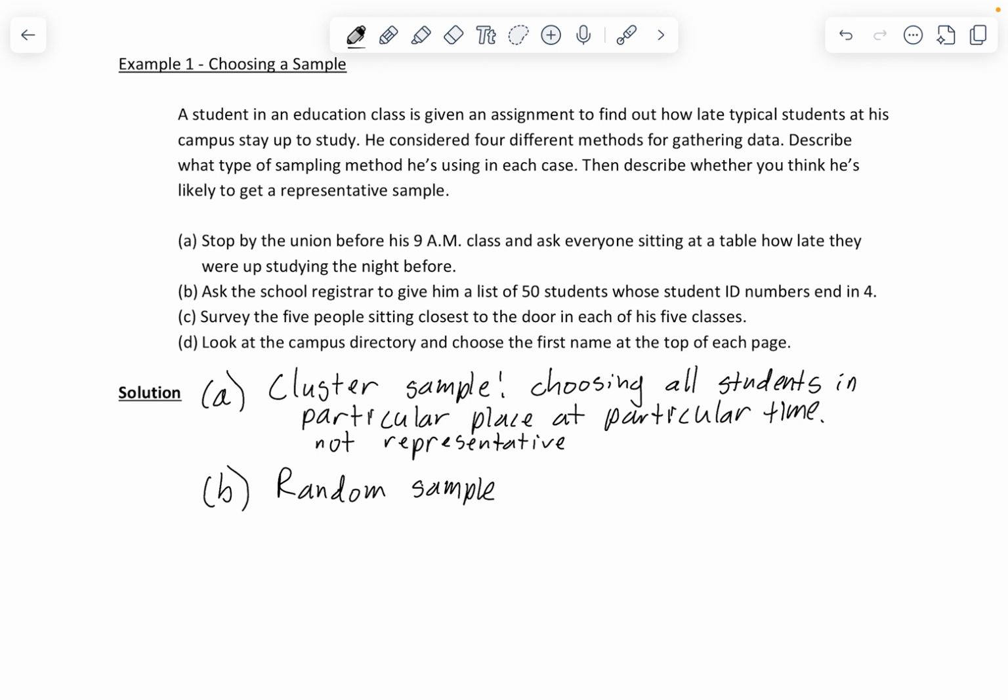Generally, we would think that the last digit of an ID number is likely to be completely random. How representative it is might depend on how big the campus is. If there are like 500 students on the campus, this would probably be pretty good. If there are 50,000, maybe a little bit less so. But in general, this is probably decent. You might say it gives us a sample that's probably mostly representative.